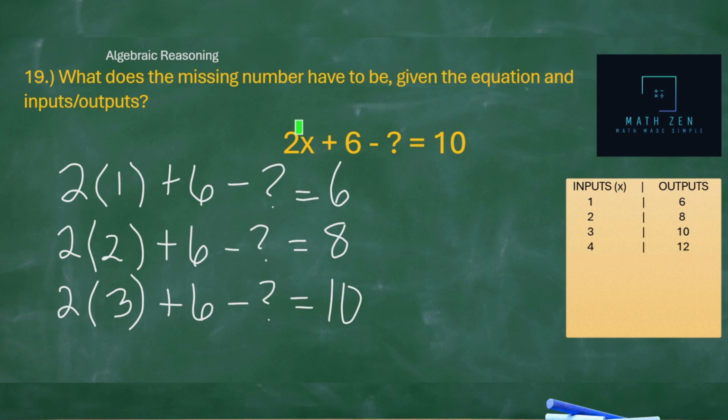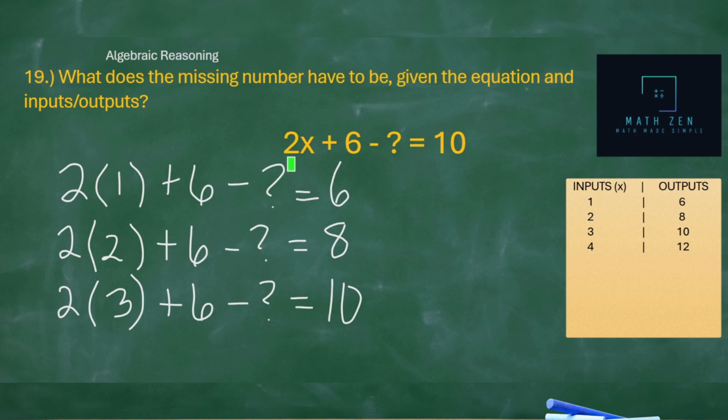So the equation reads 2 times x plus 6 minus our mystery number, which is what we're looking for, equals 10. So what we need to do is take each of our inputs and plug it in for the letter x, and then see what mystery number could be plugged in to give us our given outputs. So for the first one, we did 2 times 1 equals 2, plus 6 equals 8, minus what mystery number would give us 6? Well, easy thinking here, if you just take 2 away from 8, you would get 6.